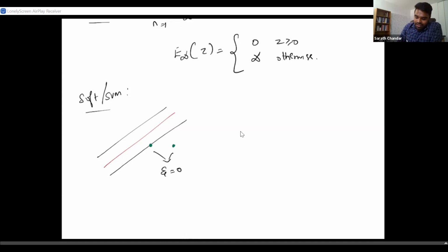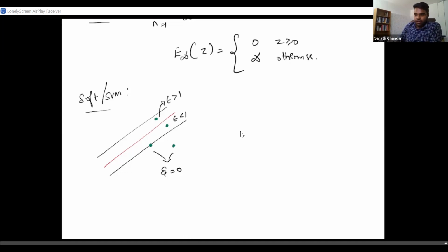Now if anything is lying between my margin and the decision boundary, let's take this one, this is going to have epsilon less than 1. Up to epsilon equal to 1 is fine because it will be correctly classified. But what happens if the example crosses the boundary? If I have a green example which is supposed to be on this side of the boundary, but it is on the other side, this is going to have epsilon greater than 1.